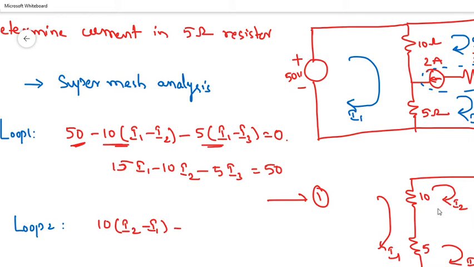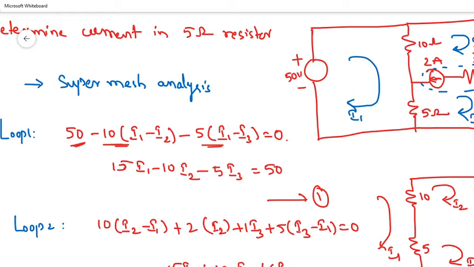These all are passive elements, so directly I am going to write positive. So plus 2 into I2, since the current passing through this one is I2, plus 1 into I3, plus 5 into (I3 minus I1), equals 0. When we simplify this, you will get minus 15 I1 plus 12 I2 plus 6 I3 equals 0. So this is the loop 2 equation.